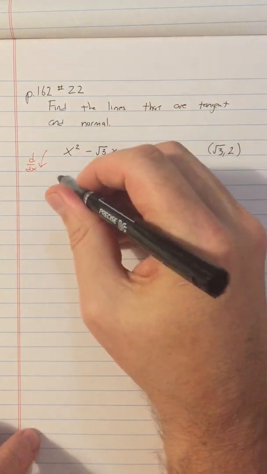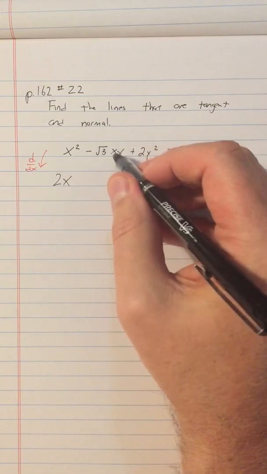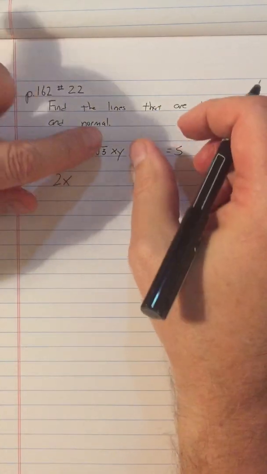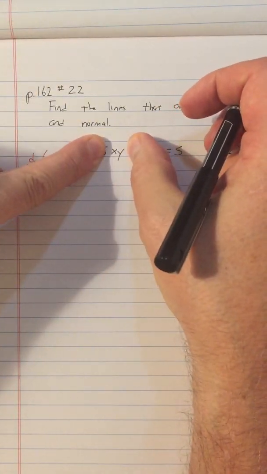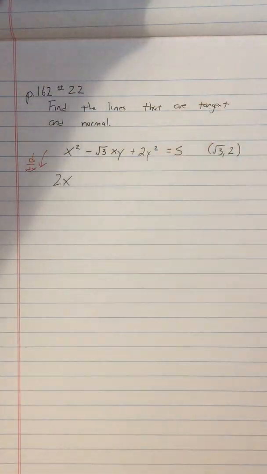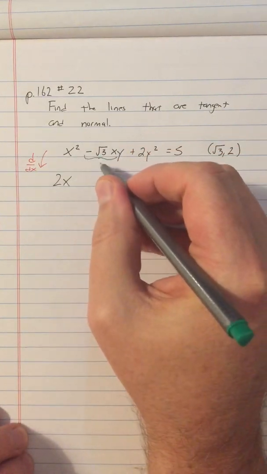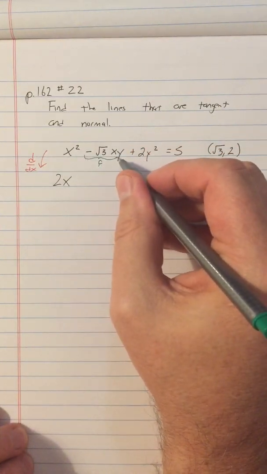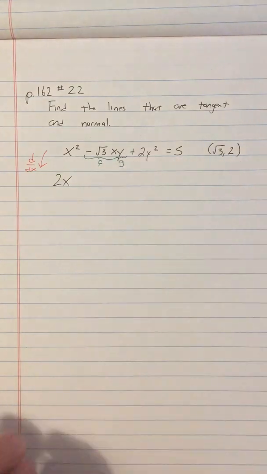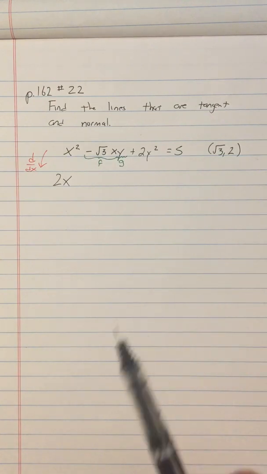I have 2x. Now, you can keep this minus square root 3 out as a factor and consider the xy as a function and then bring the negative square root 3 down. Or you can consider the negative square root 3x to be the function f in this product rule and just y to be the function g. I'm going to handle it that way, but there are different ways, algebraically, to handle it.